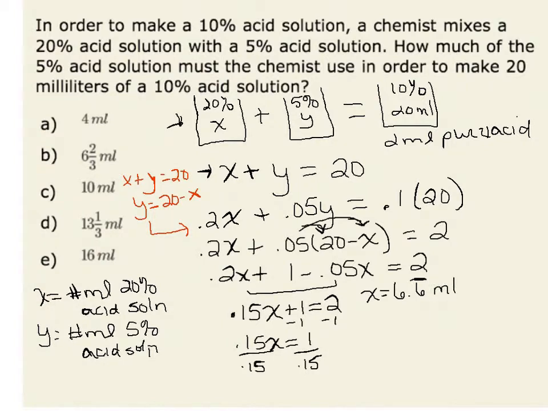Well, let's see. We want to change 0.6 repeating into a fraction. We know that 0.3 repeating, or 0.33333, is equivalent to 1/3. So 0.6 repeating must be equivalent to 2/3. Therefore, x, or the amount of 20% acid solution, is 6 2/3 milliliters.